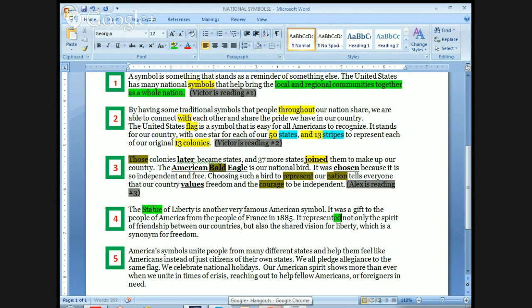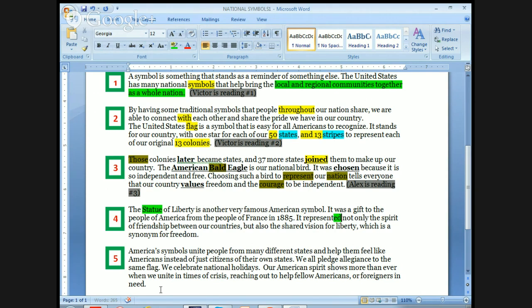Very good. This word is statue. I will read for you. The Statue of Liberty is another very famous American symbol. It was a gift to the people of America from the people of France in 1885. It represented not only the spirit of friendship between our countries, but also the shared vision for liberty, which is a synonym for freedom. Victor, could you read number 4 again for me?